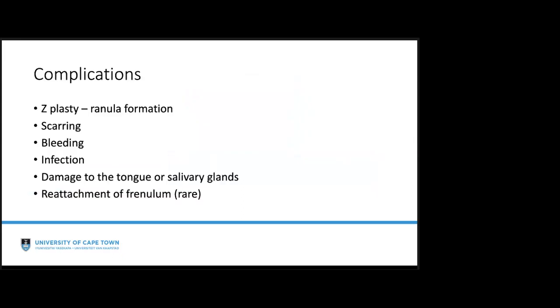Complications of a Z-plasty specifically can be granuloma formation, and then in general scarring, bleeding, as well as post-operative infection can occur. Damage to the tongue or salivary gland is a complication of releasing a tongue tie, and reattachment of the frenulum can occur. However, this is rare.